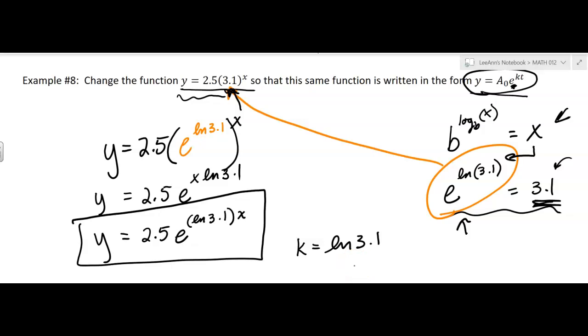But it's a number. We can get a decimal approximation. Let's see what it is. It's natural log 3.1. Yeah, it looks like it's about 1.1314. That would be an approximation that you could put in, and then you'd have a formula that you could use, a model that would be a little bit easier to use and recognize as, well, it'd be a growth model because k is positive. Okay, so that's what we're doing.